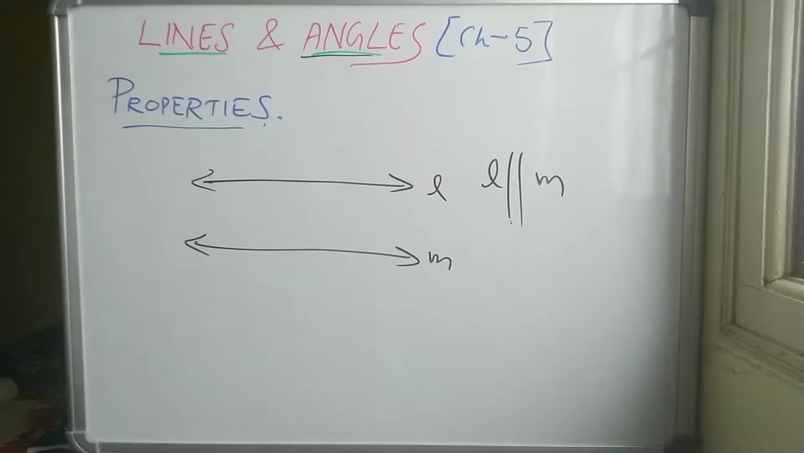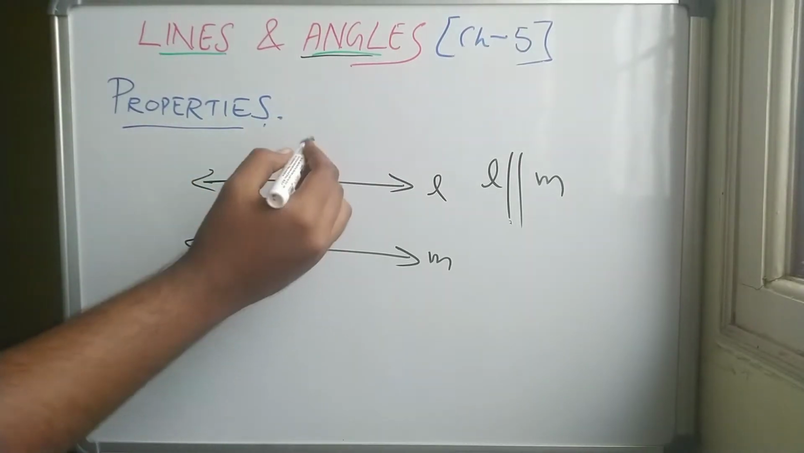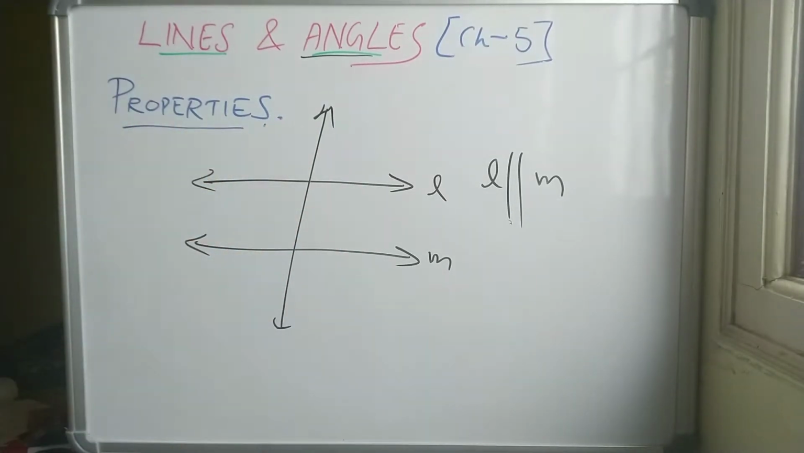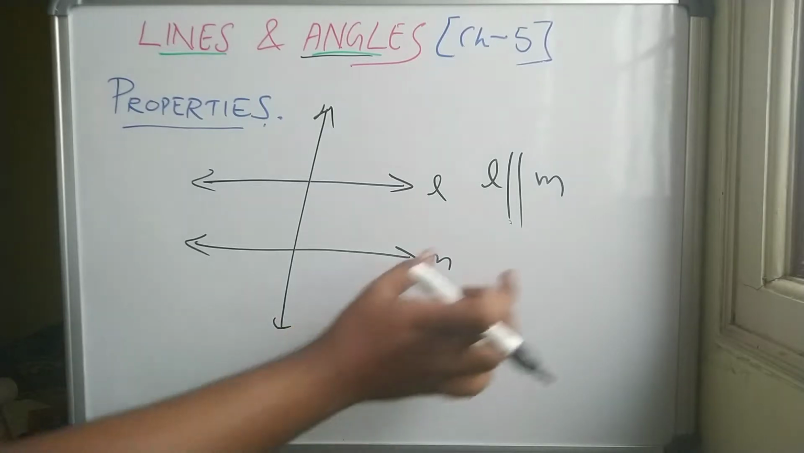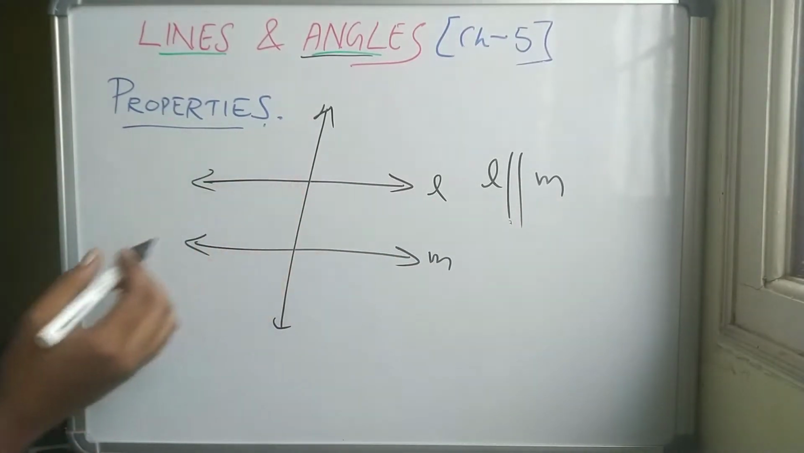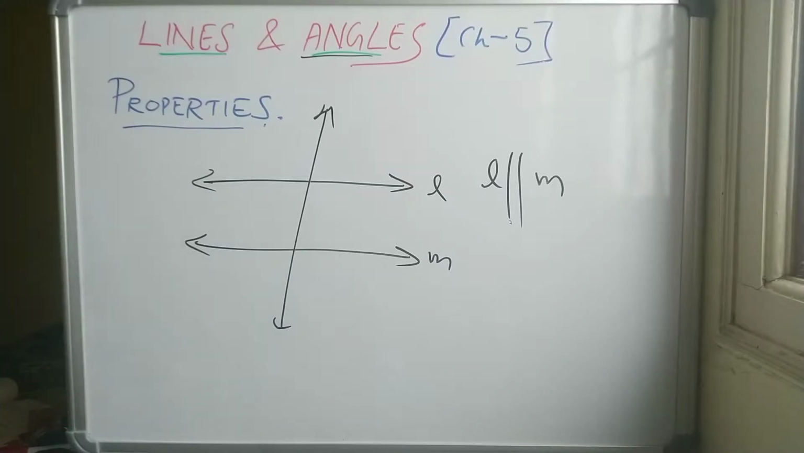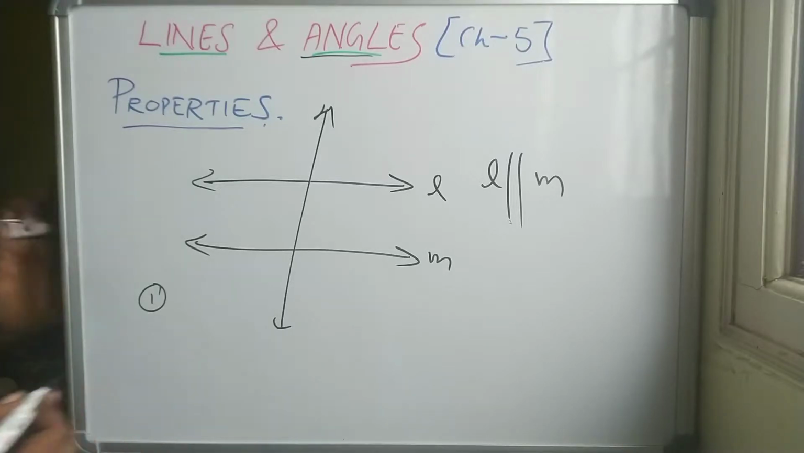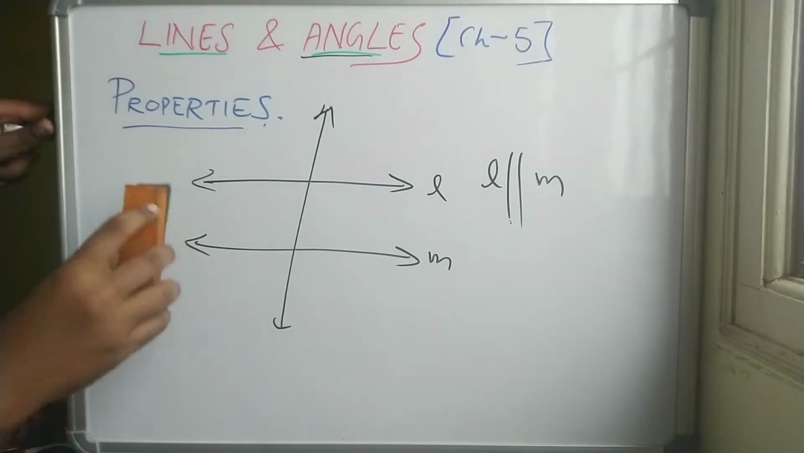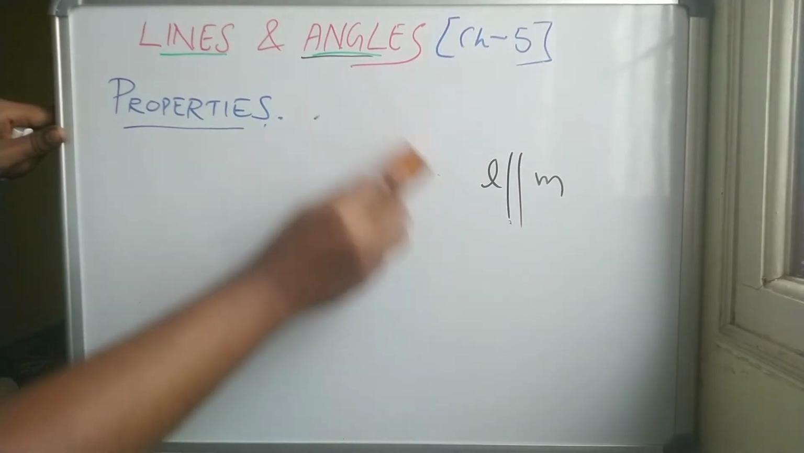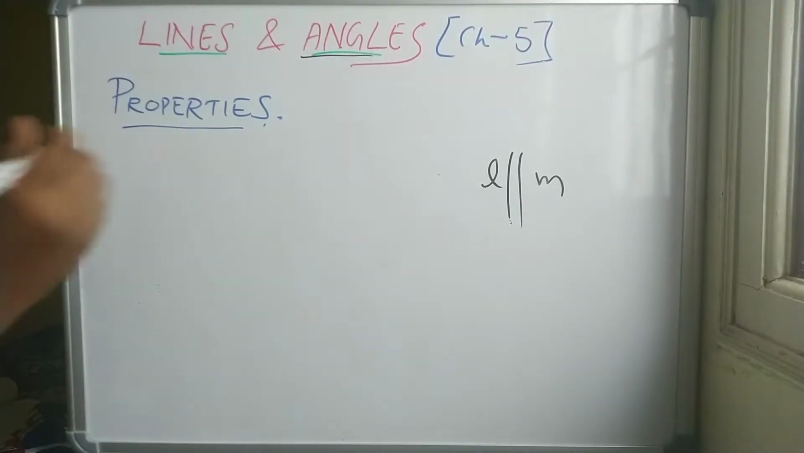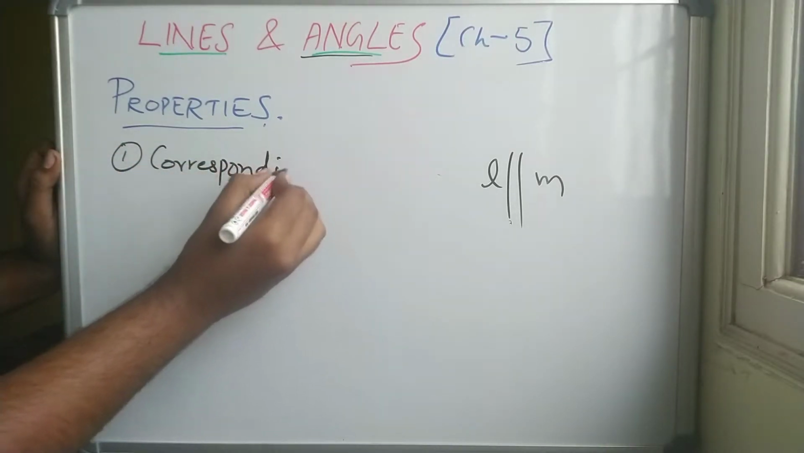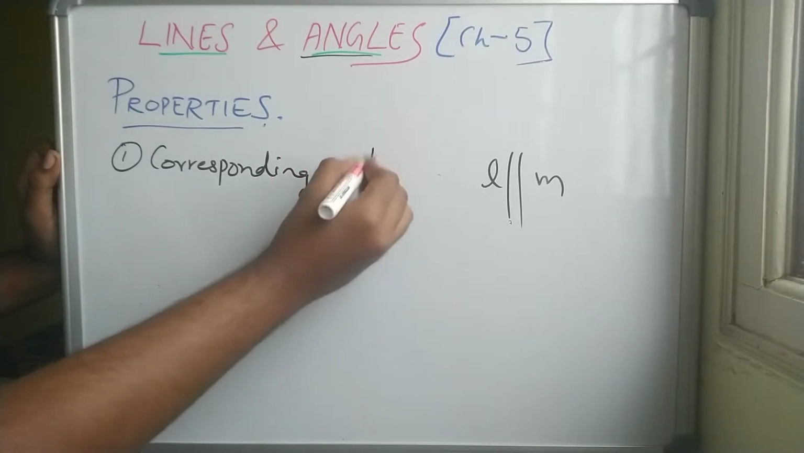Two parallel lines are given and one line segment cuts the two parallel lines, that is, a transversal is drawn, and angles are formed. You can see here angles are formed. So if it is parallel lines, then you have three properties. First one is corresponding angles will be equal. I will write it over here: if two parallel lines are there, the first thing is corresponding angles are equal.